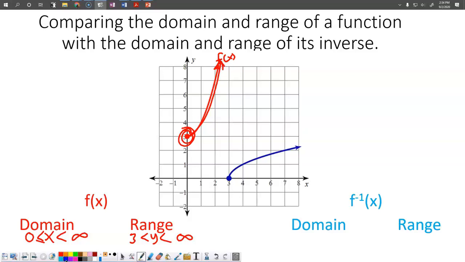Well, let's take a look at the inverse. As you guys could tell, once again, we know that that's the inverse because it looks like it's been reflected across this black dotted line, doesn't it? So that's an inverse function that we have graphed there. So let's label that as f inverse. Well, let's do the domain and range of this inverse function.